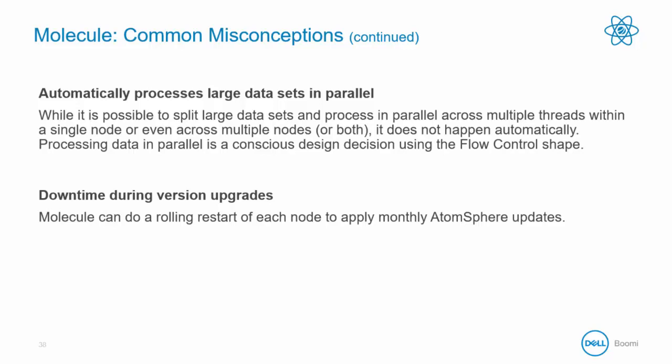A final misconception is that molecules experience downtime during version upgrades. This is not true and highlights a nice feature. Molecules can do a rolling restart of each node to apply monthly Atmosphere updates. This means there is no overall downtime for the molecule. These settings can be configured in the platform.